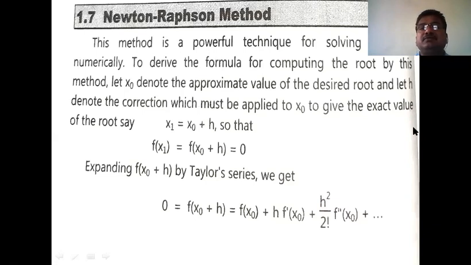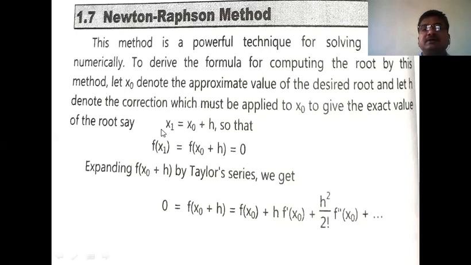So we first derive the formula for this method, that is the Newton-Raphson formula. The question on this topic is: obtain or derive the Newton-Raphson formula. Suppose f(x) is equal to 0 is the given equation, and let x0 be its approximate root, the root of that equation f(x) is equal to 0.